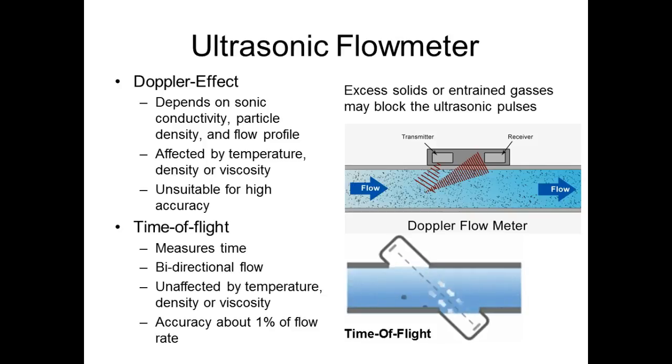These are what we call ultrasonic. Ultrasonic uses what we call Doppler effect. So we shoot an ultrasonic beam out. It depends on the sonic conductivity of a particle, affected by temperature, density, viscosity, usable for high accuracy. So what these do is look at the phase shift that's caused by what? By a transmitted pulse and a received pulse. That makes sense? And this is the way Doppler radar works.